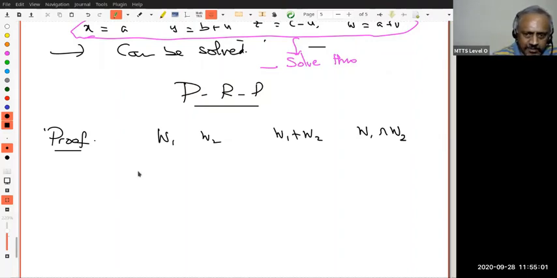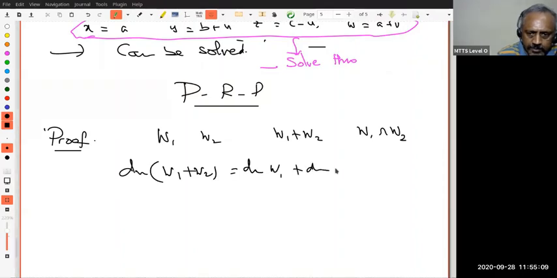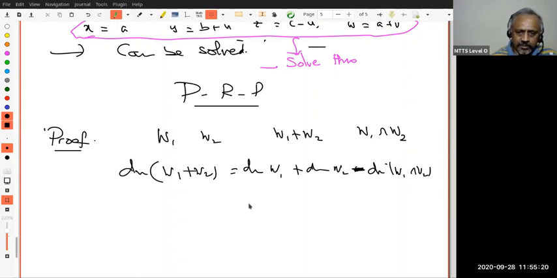Right? You want me to write? Okay, dimension of W1 plus W2 equals dimension of W1 plus dimension of W2 minus dimension of W1 intersection W2. Okay, this is what I want to prove. Since it involves dimension, what does it mean? I have to find a basis for W1, W2, W1 intersection W2 and W1 plus W2. You understand this? Then compute the numbers and prove this equation. But how do you think we will do it?